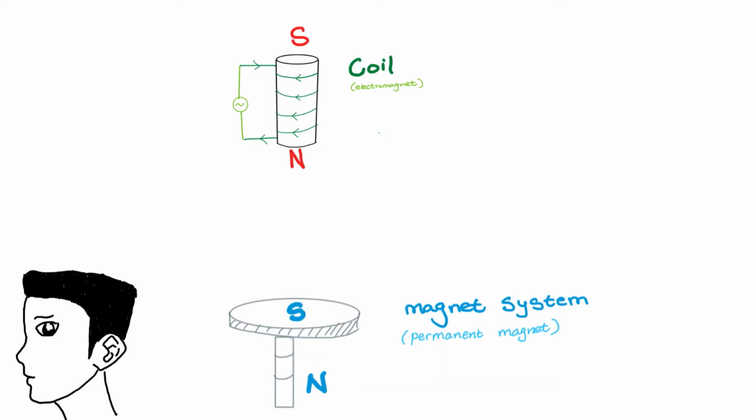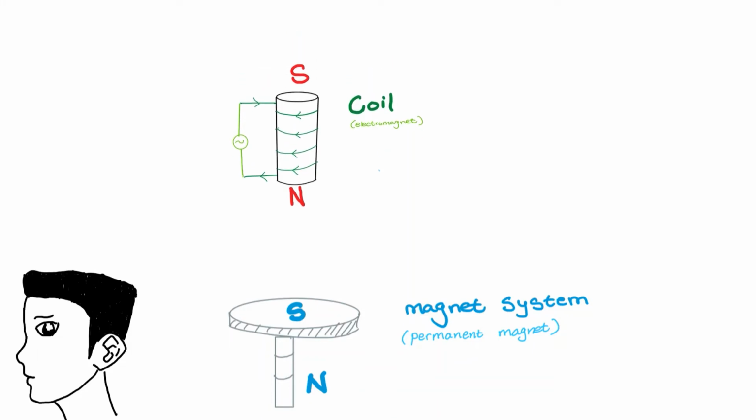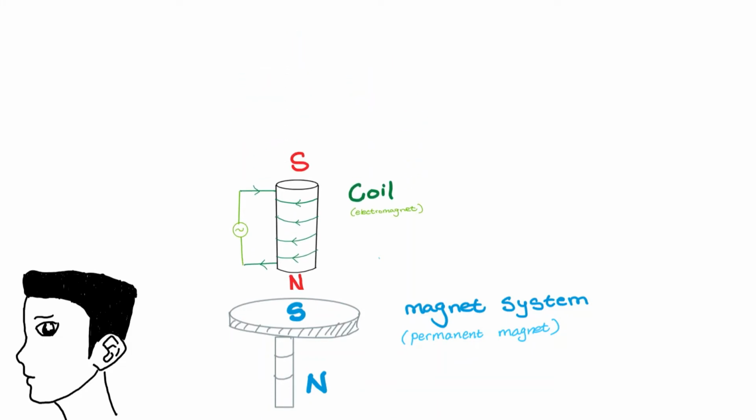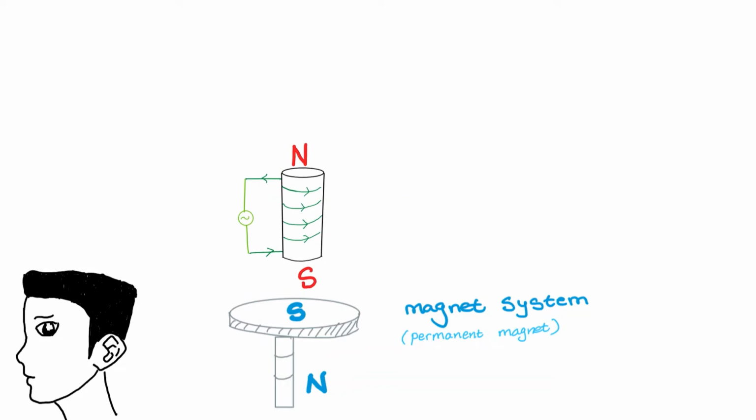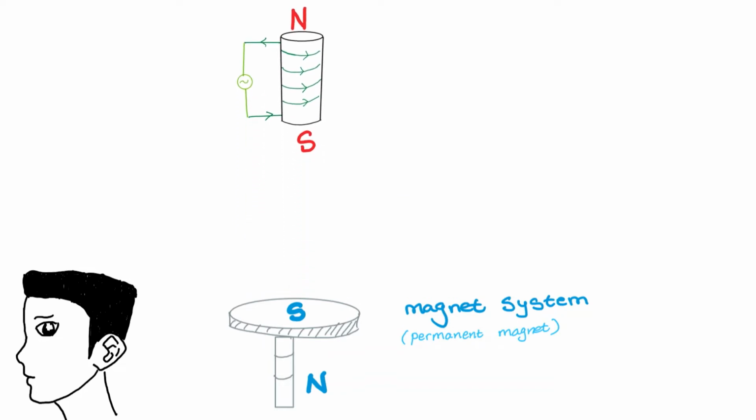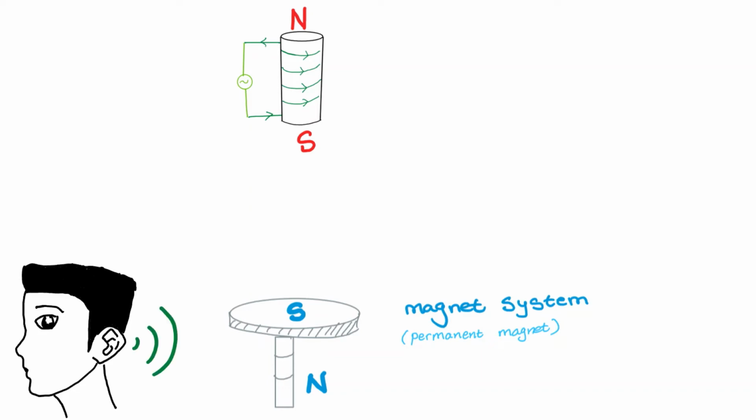The electromagnet's polar orientation switches periodically in accordance with the frequency of the AC signal, thus creating a repulsive and attractive force between the coil and permanent magnet, as shown here, thus creating a sound wave shown by vibration, which can be detected by the ears.